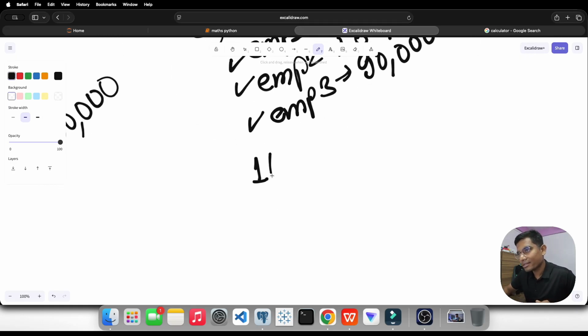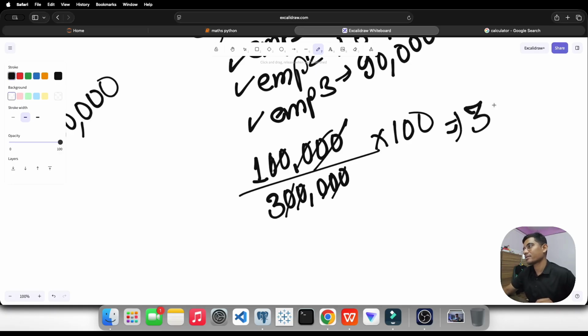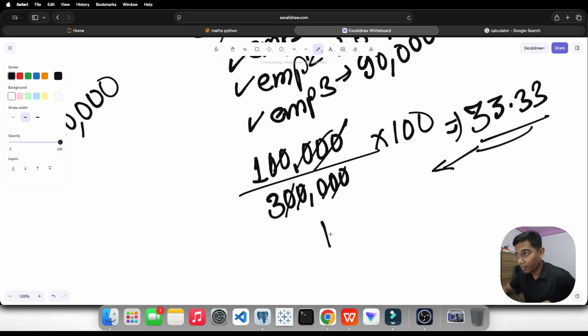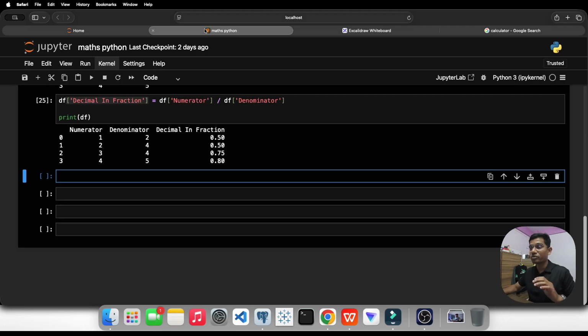You will take the manager's part, the salary here, out of the whole. Then you will do the percentage, okay? Like this. So you will say the manager is taking 33.3% of the budget, right? That's it. This is how percentages are done. And let's move to the practical example here, okay?